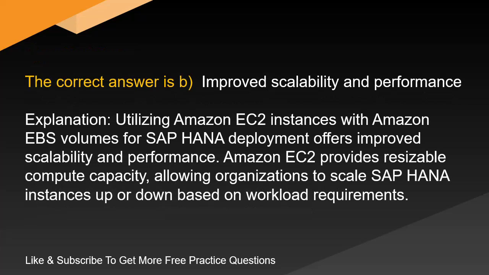The correct answer is B. Improved scalability and performance. Explanation. Utilizing Amazon EC2 instances with Amazon EBS volumes for SAP HANA deployment offers improved scalability and performance. Amazon EC2 provides resizable compute capacity, allowing organizations to scale SAP HANA instances up or down based on workload requirements.